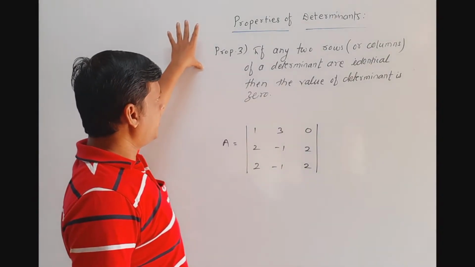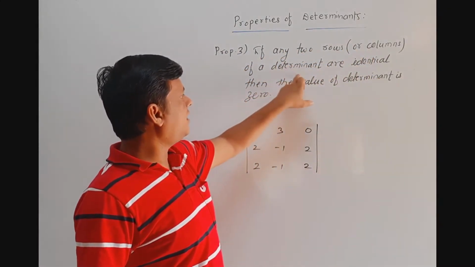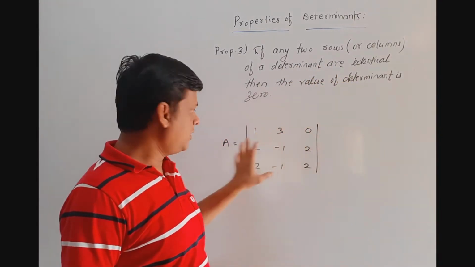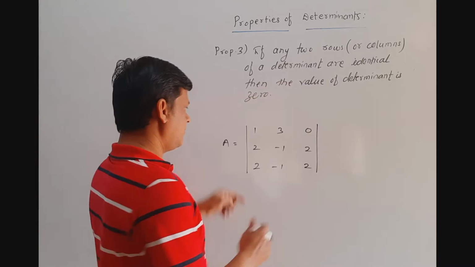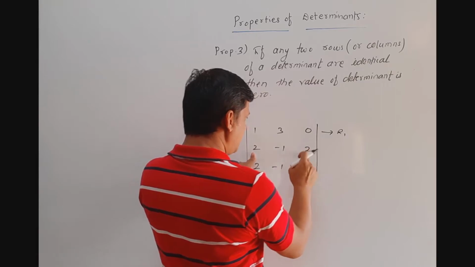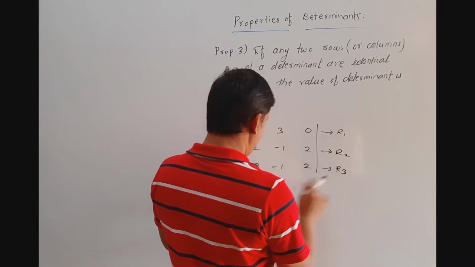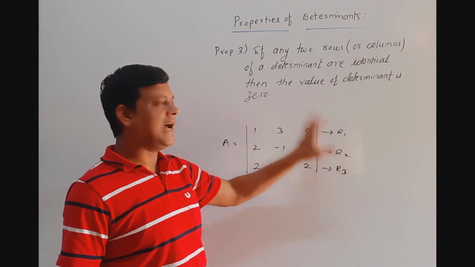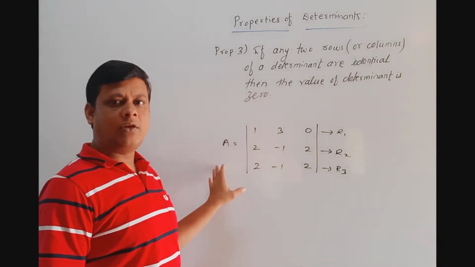Now see third property: if any two rows or columns of a determinant are identical, then the value of the determinant is 0. See here the example: A equals, in the first row the elements are 1, 3, 0. In the second row the elements are 2, minus 1, 2. And in the third row the elements are 2, minus 1, 2. That means these two rows, R2 and R3, are identical. So if we calculate the value of this determinant, that value must be equal to 0.